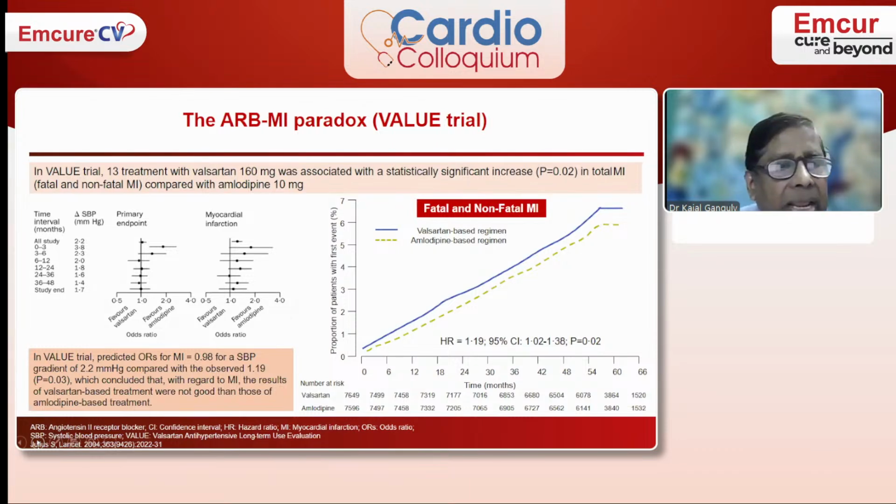So from the VALUE trial, the primary endpoints are almost the same. Myocardial infarction was again higher in the group where the ARB, that is valsartan, was used. Fatal or non-fatal MI, you can see that is higher. Although not significant, it was higher than in the group on amlodipine. And amlodipine also showed a significant reduction in the incidence of stroke. Right. Next.